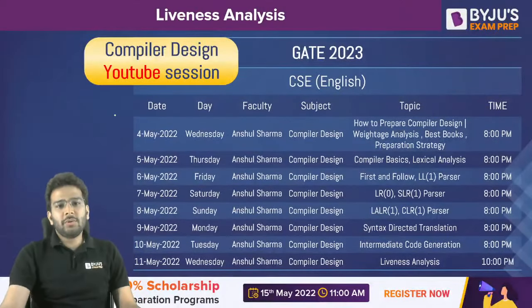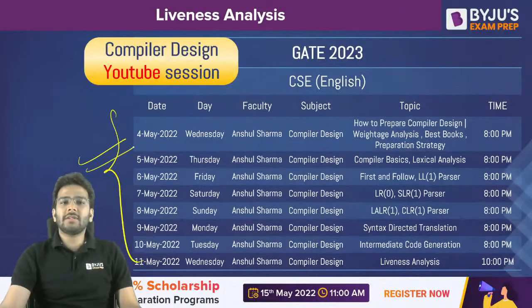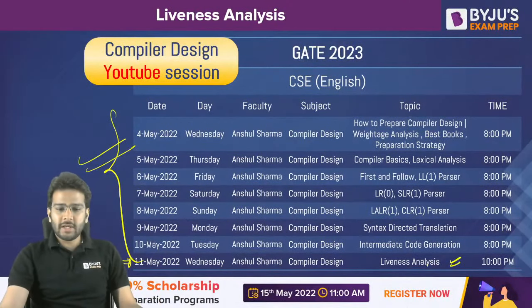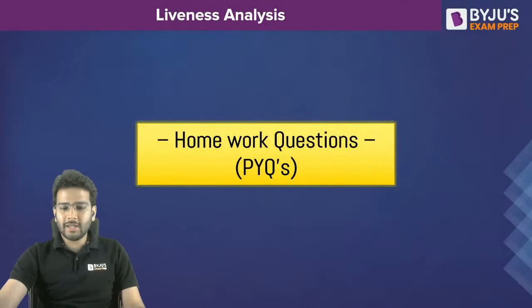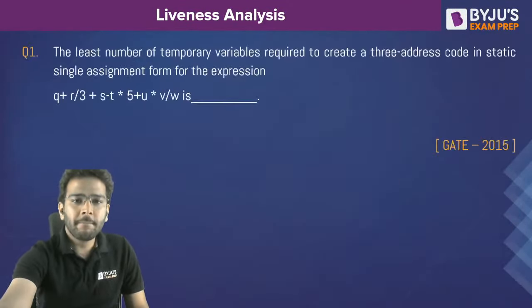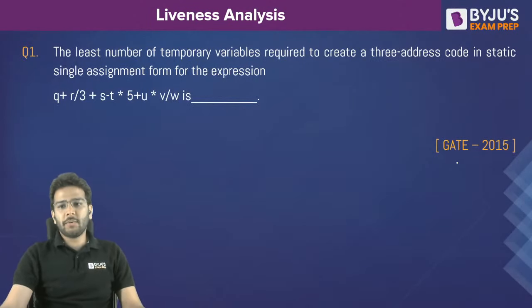So this was the schedule that we followed in this series, Mastering Gate Concepts for GATE 2023 in compiler design. Today is the last day of this series. Then another subject is going to start, and that will be taken by some other faculty. Today we are going to discuss liveness analysis. Before that, we will be solving two questions that I gave you in the homework. This is the first question, from GATE 2015.